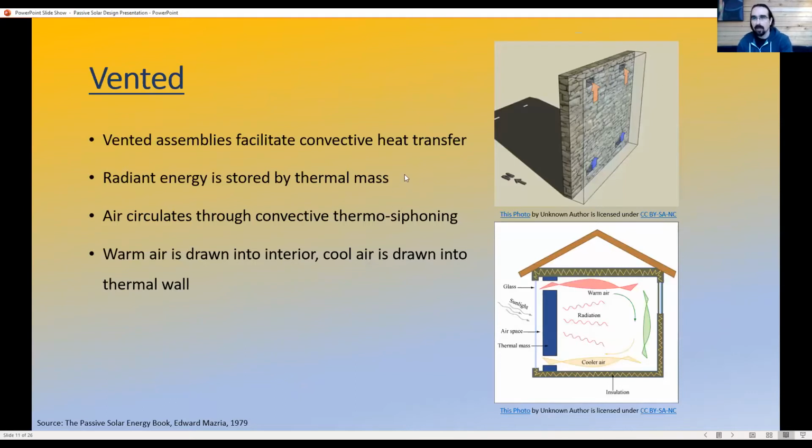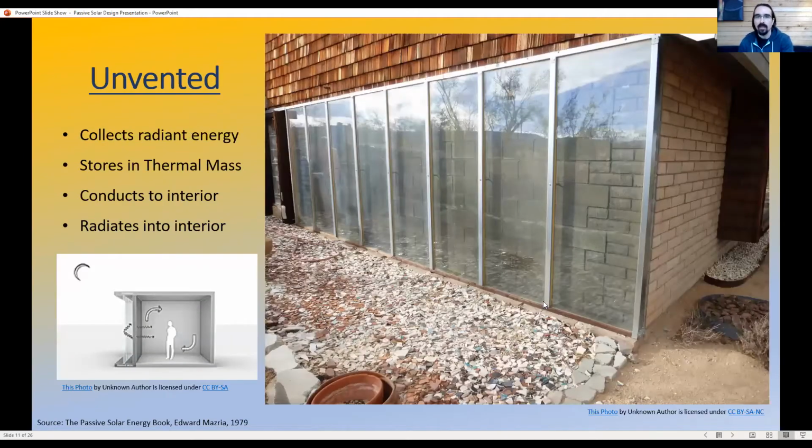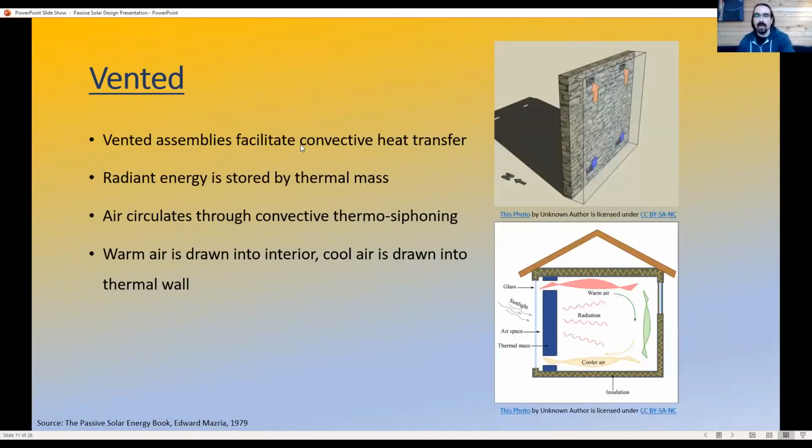I talked about the vented assemblies. This is a vented assembly where there are pathways for air to move at the top and bottom of the wall. The radiant energy is stored in this thermal mass and is also conducting through the thermal mass and then radiating into the space, while the air in this area, the air here is heating and transferring in towards the cooler air. The cooler air is getting drawn into this area and creating this convective loop.